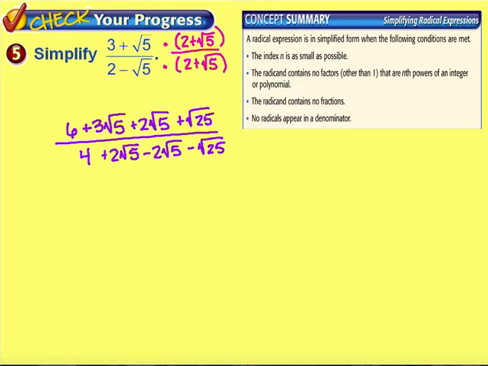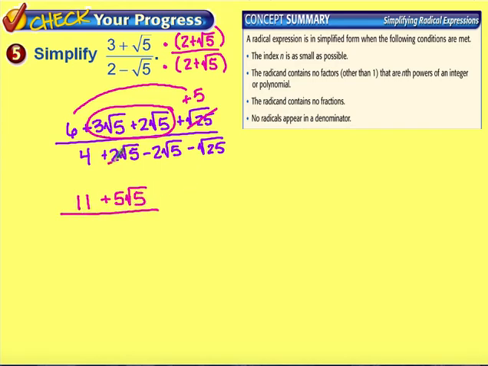All right, so is there anything I can simplify? Well, this definitely becomes a 5. And I can add these together and these. So that gives me 11 plus 5 square roots of 5 divided by, my outsides and insides are going to cancel. This is going to become a negative 5, so I have 4 minus 5 or negative 1.